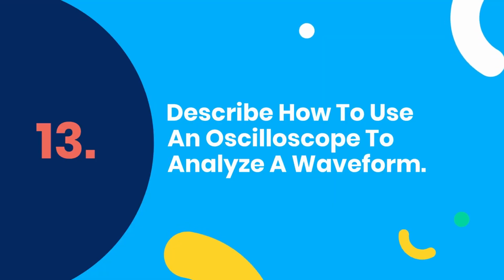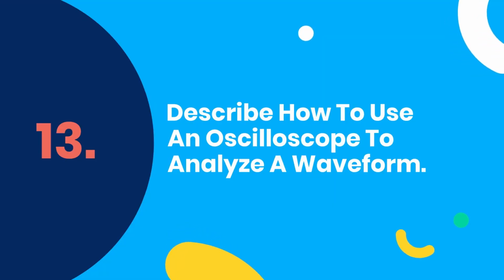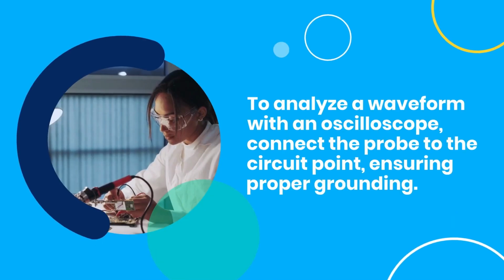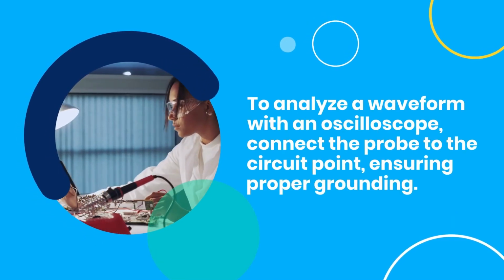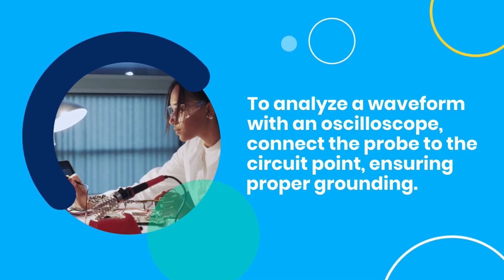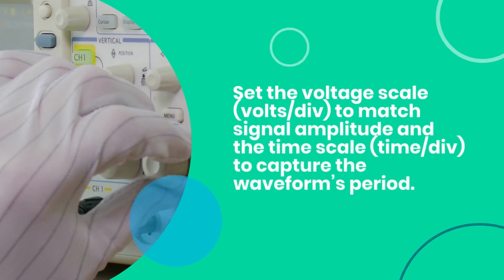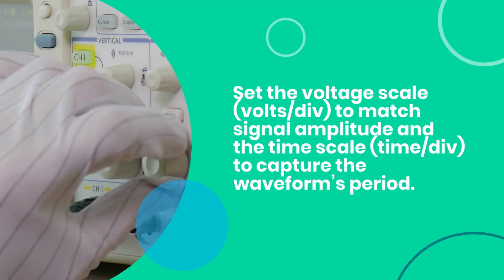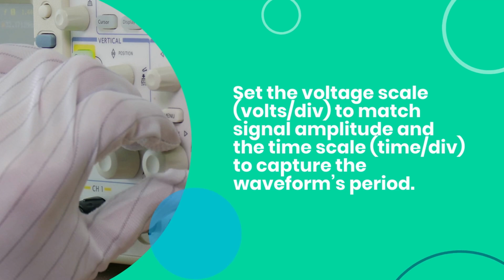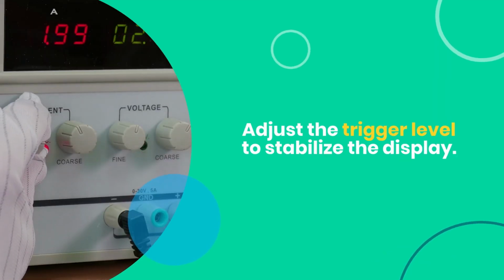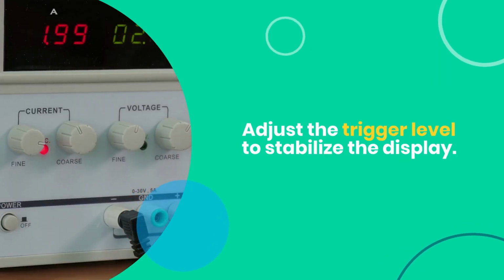13. Describe how to use an oscilloscope to analyze a waveform. To analyze a waveform with an oscilloscope, connect the probe to the circuit point, ensuring proper grounding. Set the voltage scale, volts/div, to match signal amplitude and the time scale, time/div, to capture the waveform's period. Adjust the trigger level to stabilize the display.